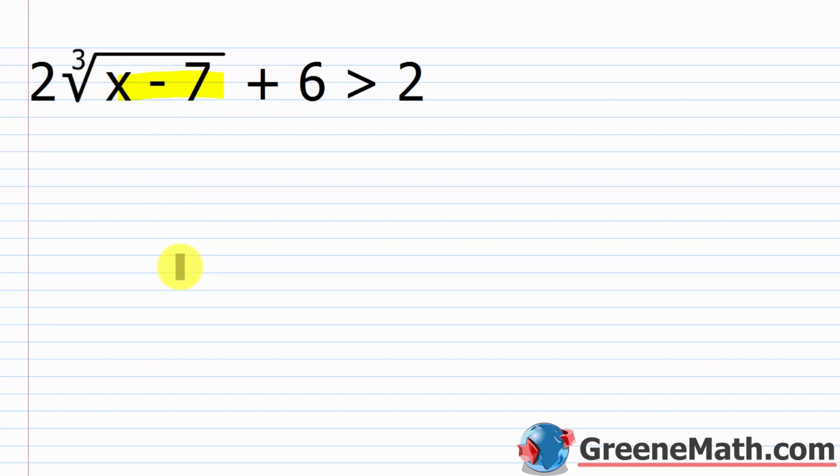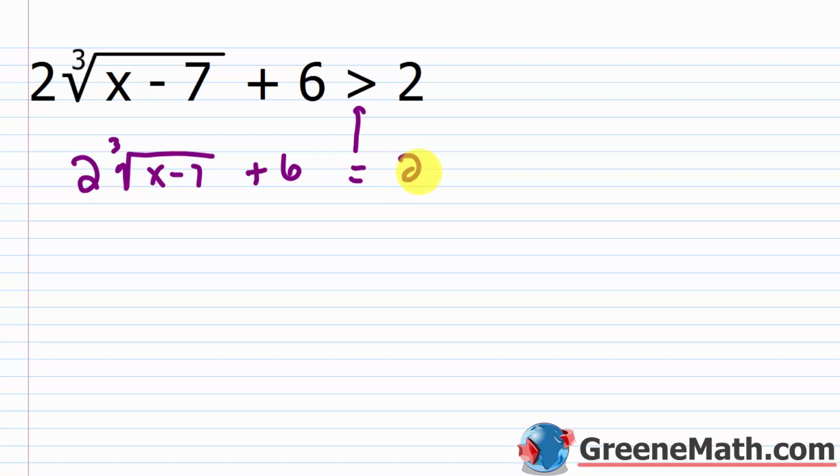Remember, in the real number system, you can take the cube root of a negative number. So you're good to go there. All I'm going to do is just solve this. Let's replace the inequality with an equals and solve. So 2 times the cube root of x minus 7 plus 6 is equal to 2.